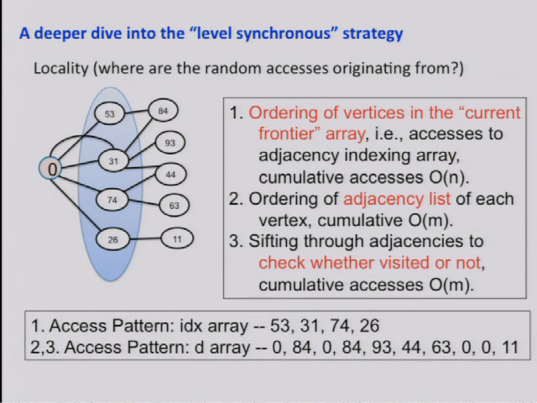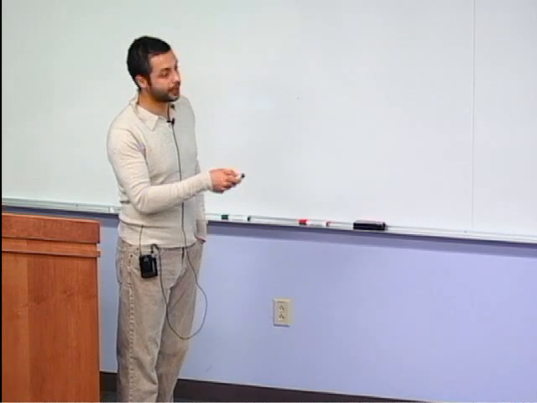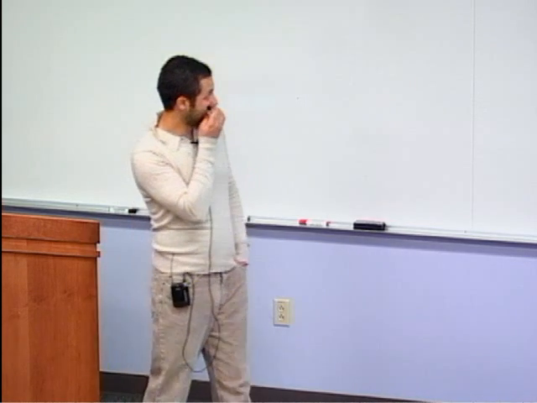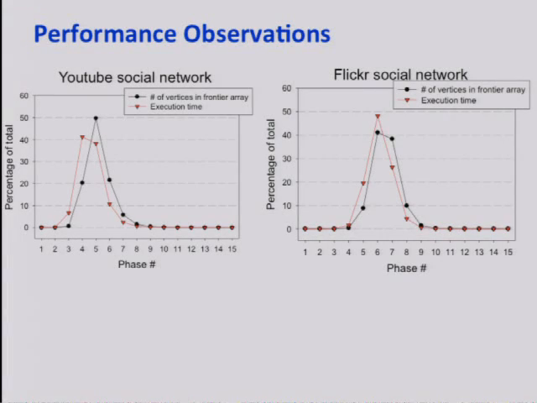The performance, though, is really going to closely track how big this frontier is currently. And here's a practical plot. This shows on the red curve the time that's spent on that phase of the breadth-first search iteration. And the black curve is the number of vertices on the frontier array. They closely track each other in different inputs. If you want to zoom in.